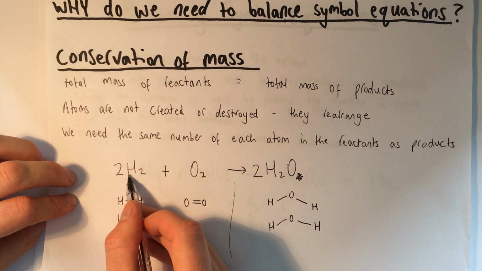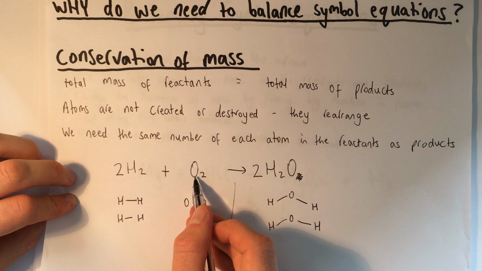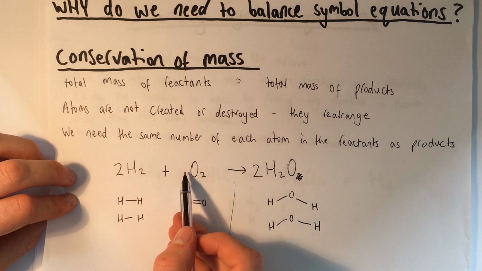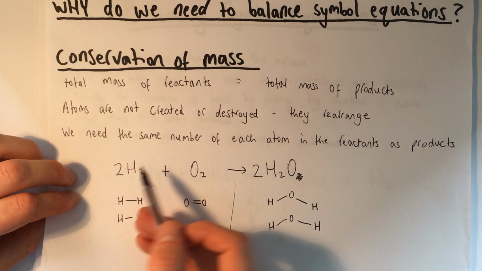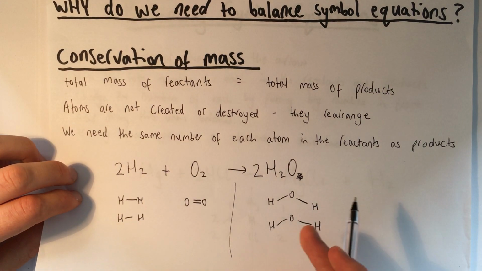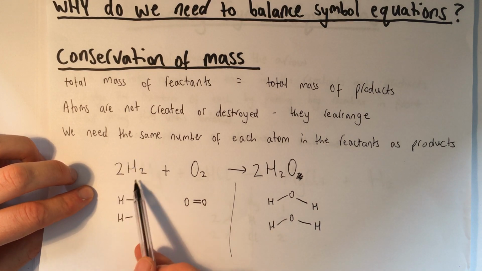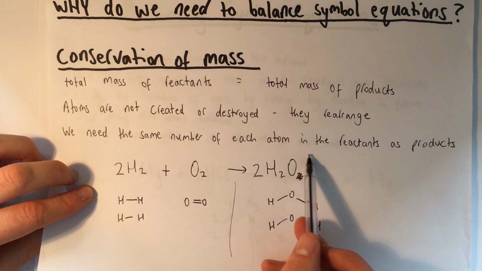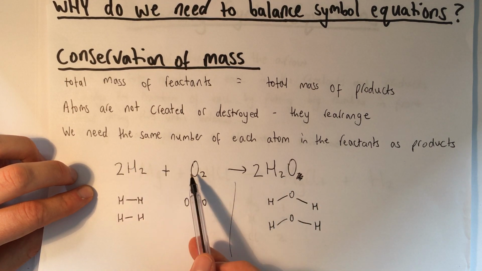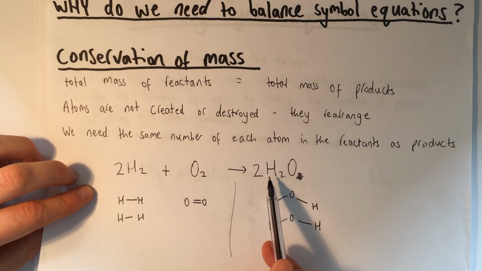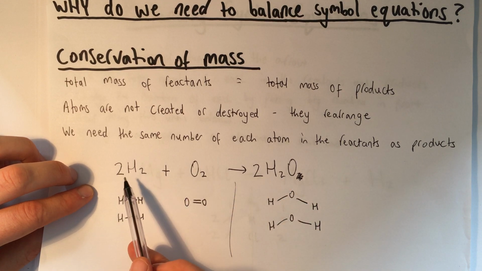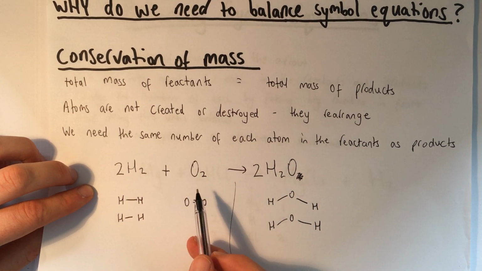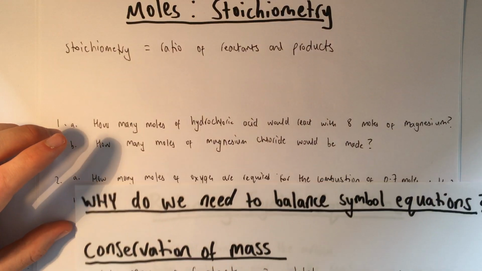And I explained it by saying the reason we need to do this is because 2 molecules of hydrogen will always react with 1 molecule of oxygen to make 2 molecules of water. That's the ratio that they will always react in. That's stoichiometry. But another way of saying that is 2 moles of hydrogen will react with 1 mole of oxygen to make 2 moles of water. So these big numbers that we put in front of the reactants and products when we balance symbol equations tell us the number of moles, or tell us the ratio of moles that react with each other. And that's what stoichiometry is.